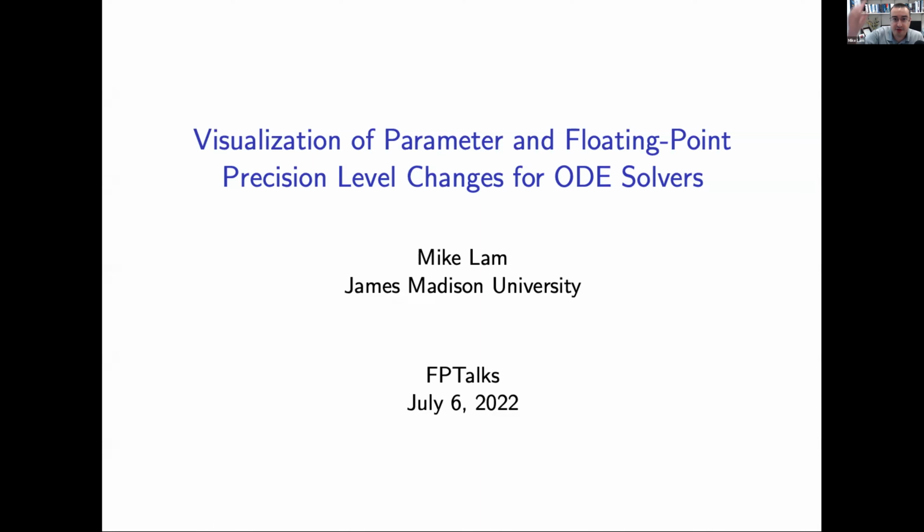So I'm Mike Lamb, for those of you who don't know me already. I'm at James Madison University, which a lot of people have never heard of. It's kind of this large liberal arts public university in the state of Virginia in the US. And so I am in the computer science department, but lately I've been kind of moonlighting in the math department. So that's sort of the context for this stuff.